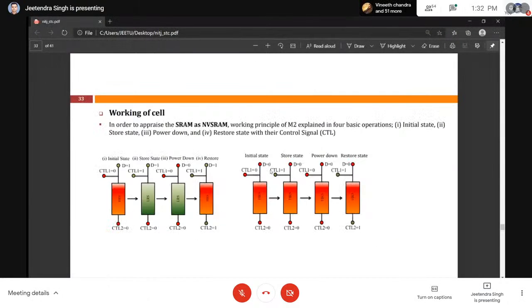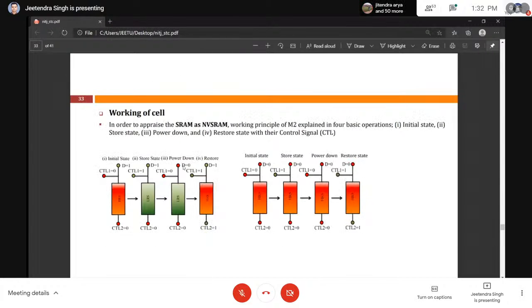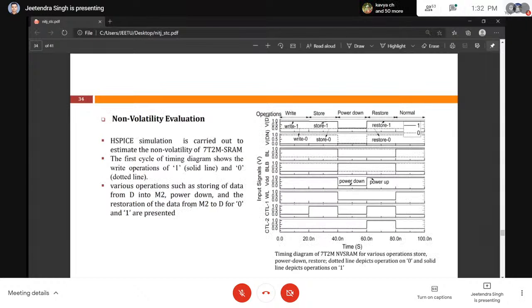So when the power comes back, there is no need to make VDD equal to 1. We just apply a control signal here, and the whole information will be written back to this data node. This is the condition when the data node is 1, but when the data node value is 0, there is no need to apply a signal because the data is 0. It is always in the high resistance state. We can also prove it by the timing simulation diagram.